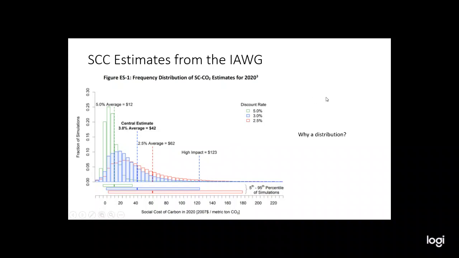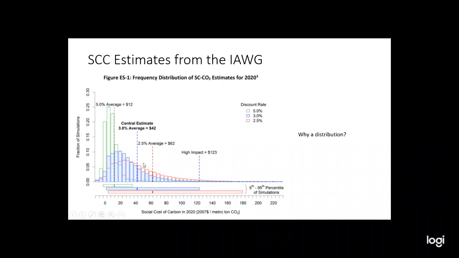So here's the graph from the interagency working group of the distribution of the social cost of carbon estimates using different discount rates. A discount rate of 5% in green, a discount rate of 3% in blue, and a discount rate of 2.5% in red. So the average for a 3% discount rate is $42. The average for a 2.5% discount rate is $62.